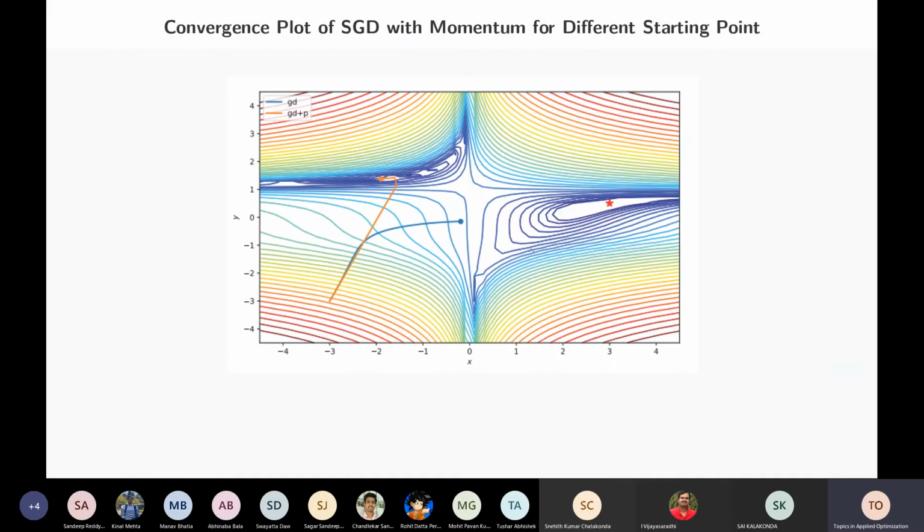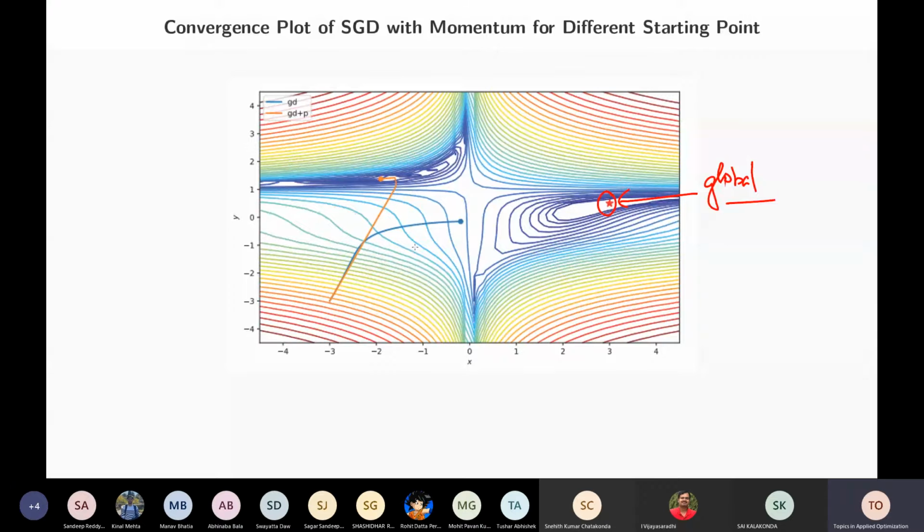Another thing is that it depends on the starting point, but SGD also depends on the starting point. This is just an example. If I started from a different starting point, SGD might go in some other direction, and momentum went to some other local minima. This was the global minima. These are just some cases. There is no absolute guarantee that SGD will converge to the global minima and the momentum will not. Either way can happen.